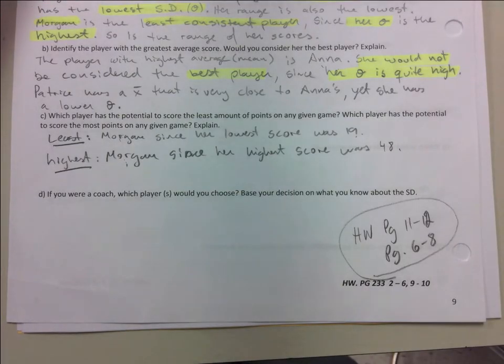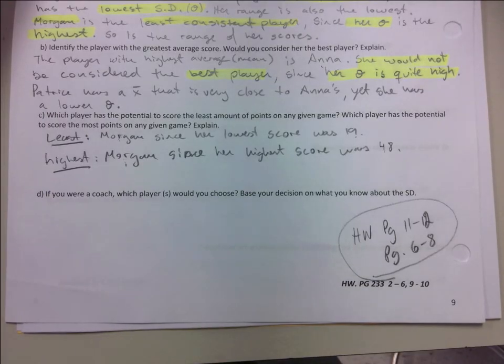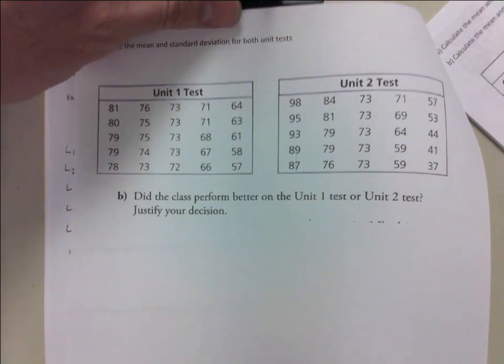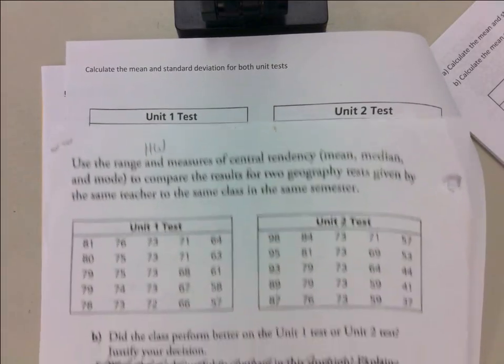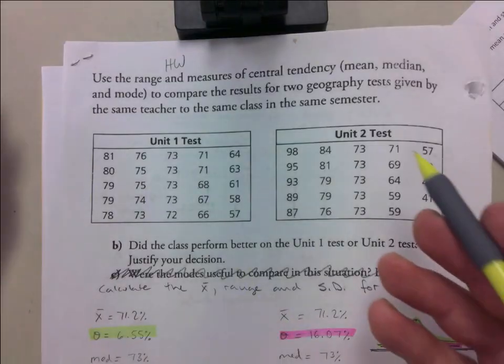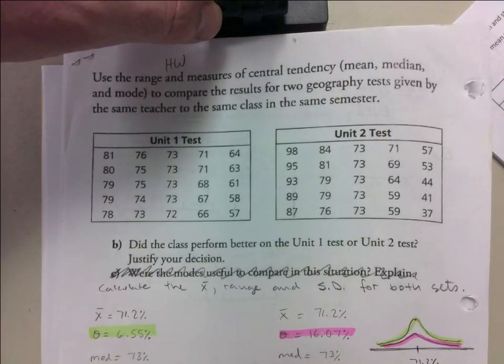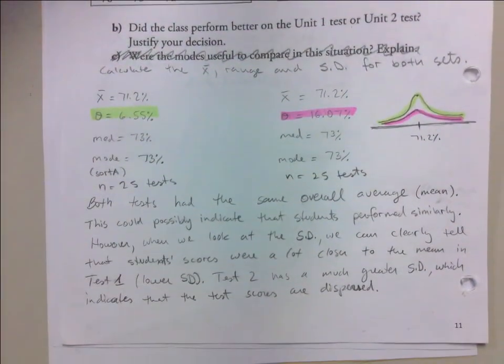Let's move on to page 11. 10 is blank, right? Is yours blank on 10 or no? Yeah. Okay, let's go to 11, test scores. I hope the math part you guys are doing fine with. So you've got two unit tests, two geography tests that were given by the same teacher to the same class in the same semester. Okay, so here are the results.